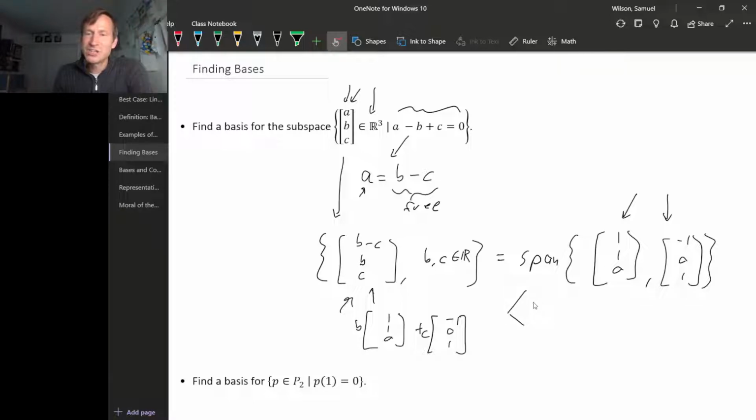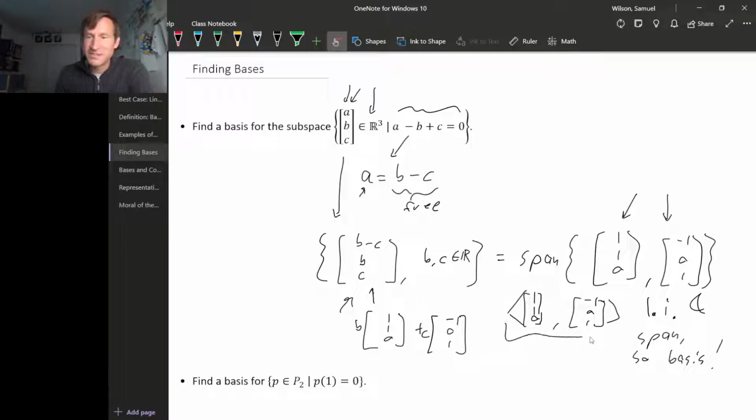So this collection of vectors, (1, 1, 0) and (-1, 0, 1), these are linearly independent, and they span, so they form a basis. So we've found our basis. It's this right here. All right.